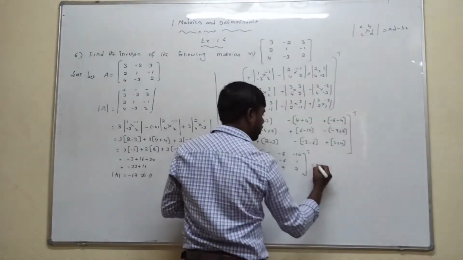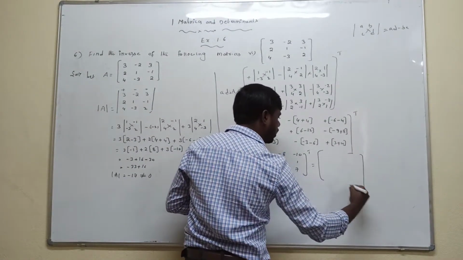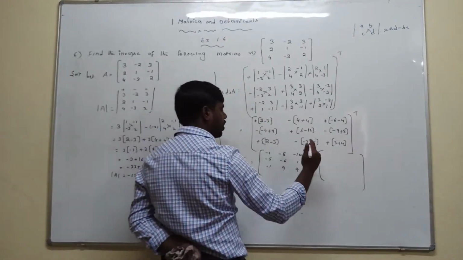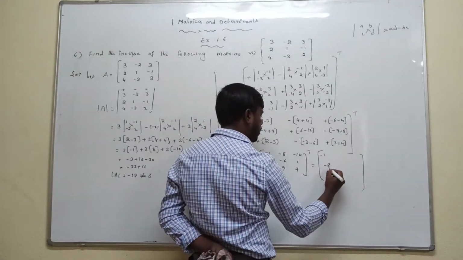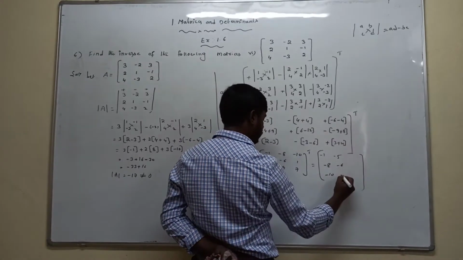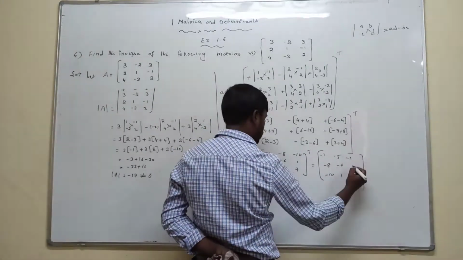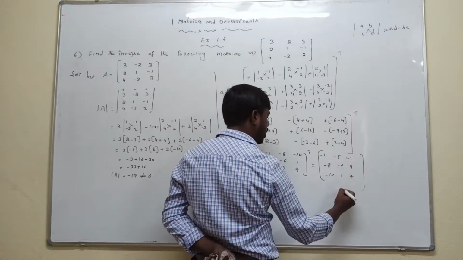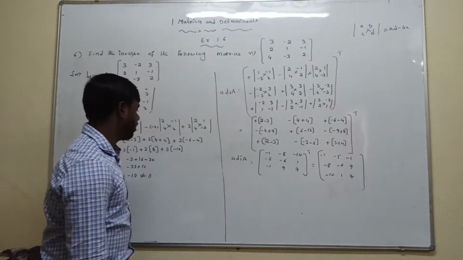So what is the condition of the transpose of the matrix? Interchanging rows and columns. That's why the first row is replaced with the first column, the second row is replaced with the second column, and the third row is replaced with the third column. That is the adjoint. This is the adjoint of A.